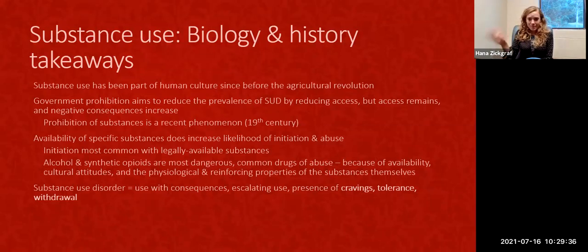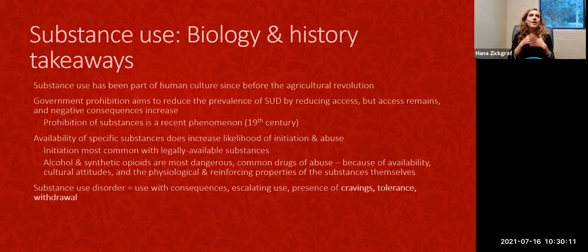Okay, so some takeaways from lecture 31. Substance use itself is a very old part of human history. It's been happening since before the agricultural revolution. But when humans started farming and cultivating plants, we've specifically bred plants to produce even more psychoactive molecules. Government prohibition has been around since the early 1900s in the form of scheduling, enforcement, and outright prohibition, so illegalization and punishment of certain drugs. It's a relatively recent phenomenon.